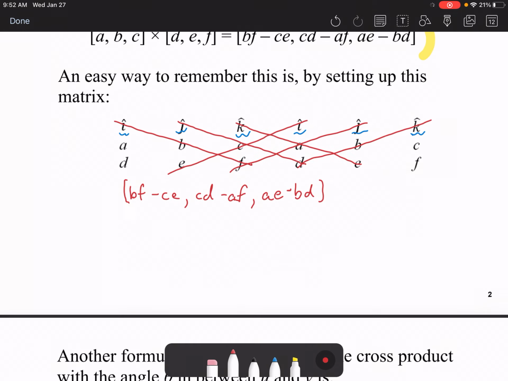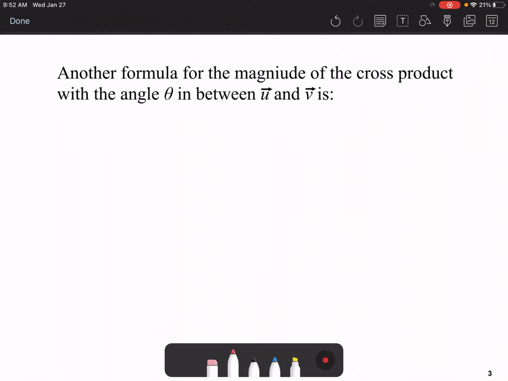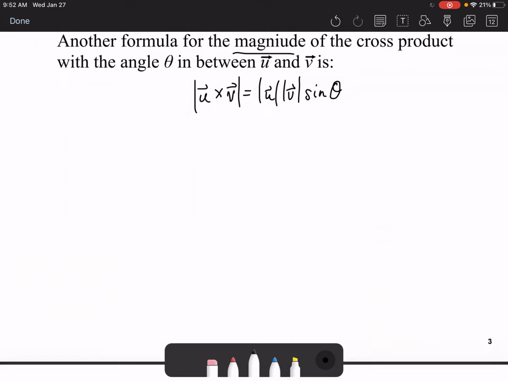So let's practice this using some vectors. Before we do that, another formula to calculate the magnitude of the cross product with an angle of theta between U and V can be calculated. U cross V is equal to the magnitude of U times the magnitude of V times sine of theta. Realize this only works out the magnitude. It doesn't actually work out the cross product, or the size. It just works out the size of it. Okay, so let's try this out.